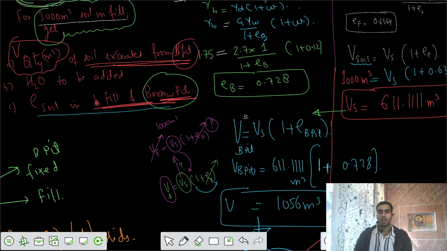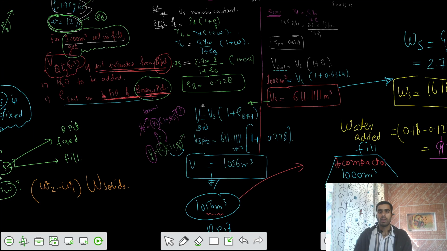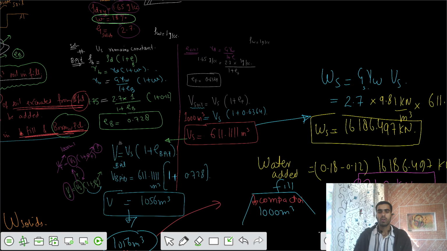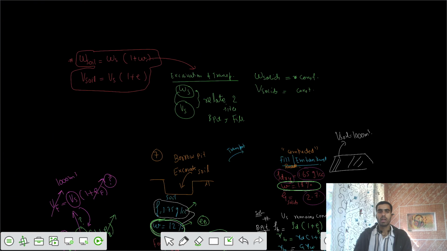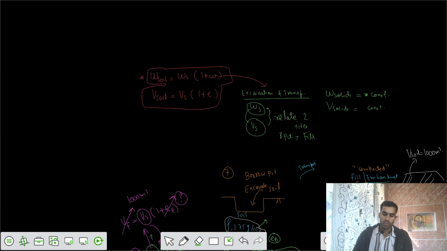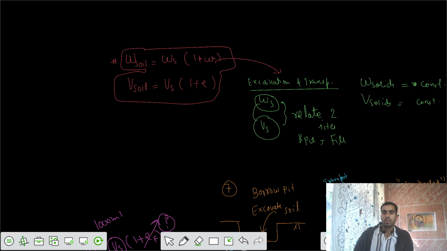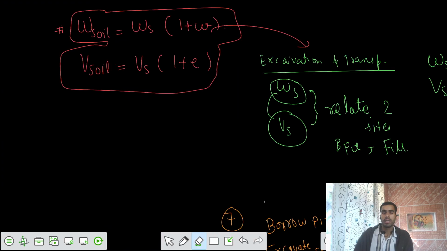so this was a very beautiful problem we can have. Okay, that's related to excavation and transportation. Let's take problem number 8. Problem number 8 is similar to the previous one.